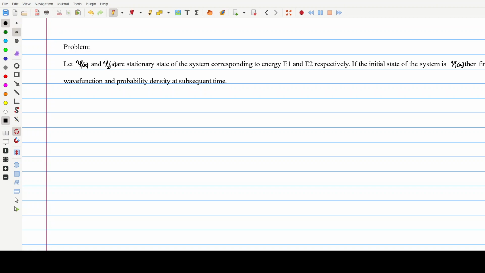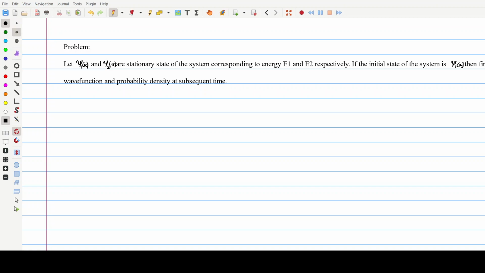Today we are going to discuss a simple problem which demonstrates the use of stationary states to find the solution. The question is: let psi1 and psi2 be stationary states of the system corresponding to energies E1 and E2 respectively. If the initial state of the system is psi1 of x, then find the wave function and probability density at subsequent times.